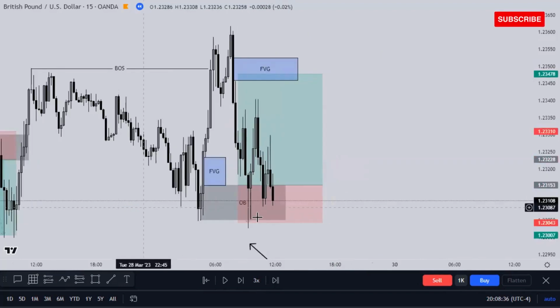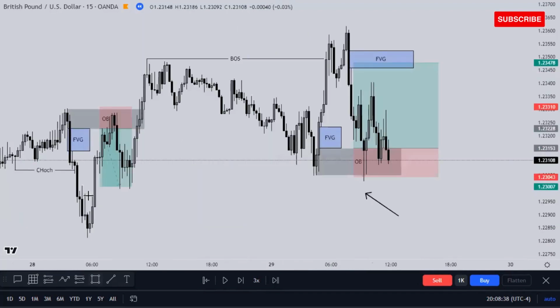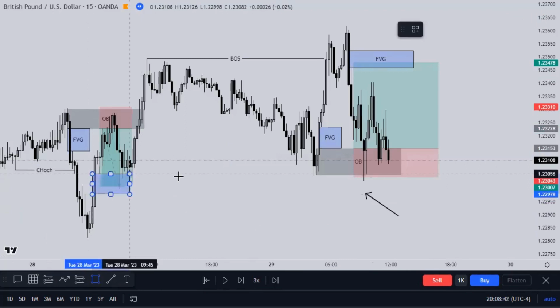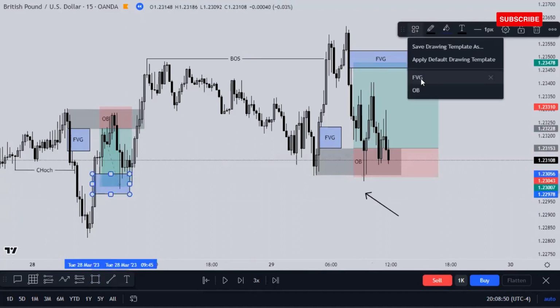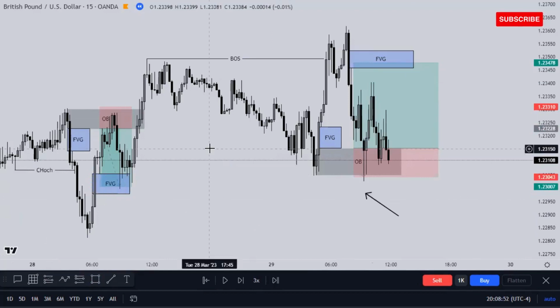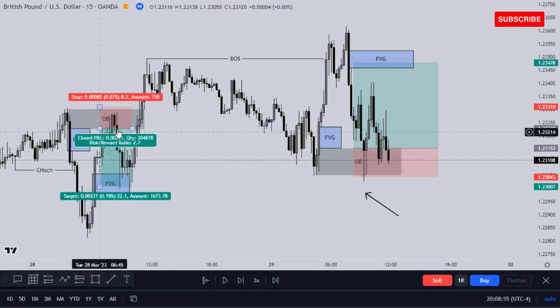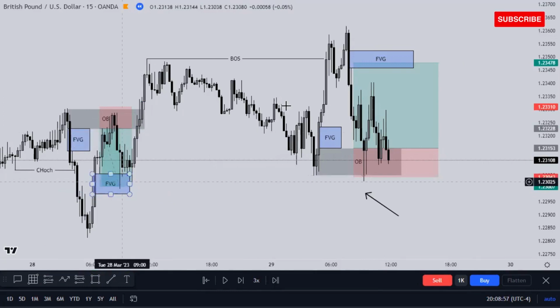So here I remember targeting this imbalance as well. That was something I forgot to mention when I was taking this trade, but I was trying to explain this. I remember targeting this imbalance, this fair value gap here. When I'm trading, I trade from fair value gap to fair value gap. So I was here, I entered here, and I exited here. And that's exactly what I was planning to do here.